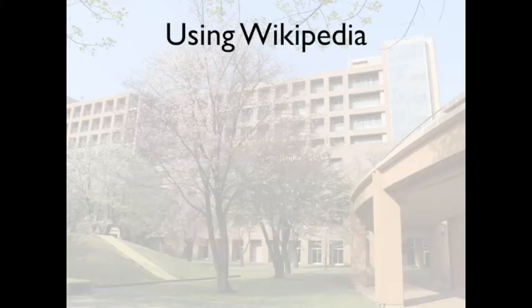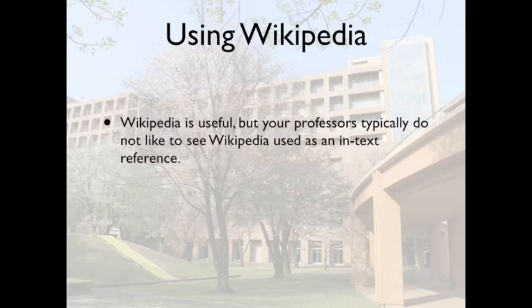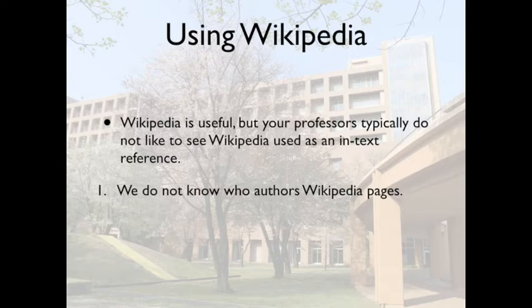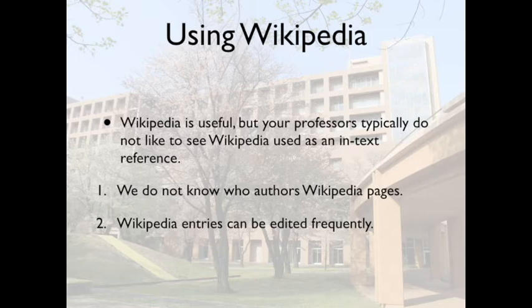There are also many people who use Wikipedia as a basic information source. Wikipedia can be very useful, and even experienced academics use it as a starting point for gathering basic information. But your professors typically do not like to see Wikipedia used as an in-text reference or main information source. There are two main reasons. The first is that we have no idea who authors Wikipedia pages. It might be a leading expert on that topic. On the other hand, it might be someone with very limited knowledge or biased views on that topic. The second is that Wikipedia entries can be edited very frequently. Even if the information is useful, Wikipedia can be a very unstable information source.